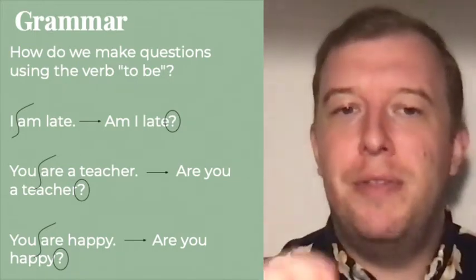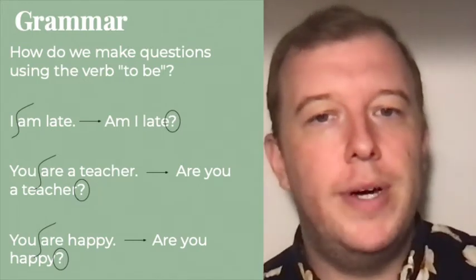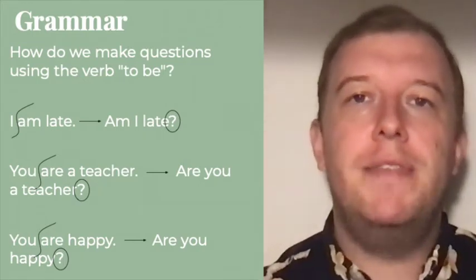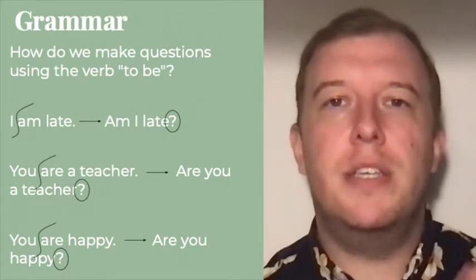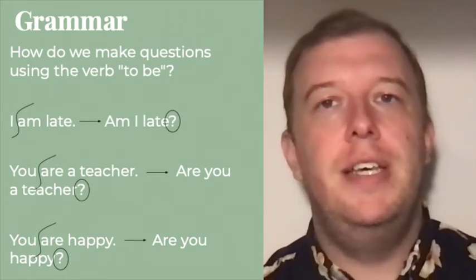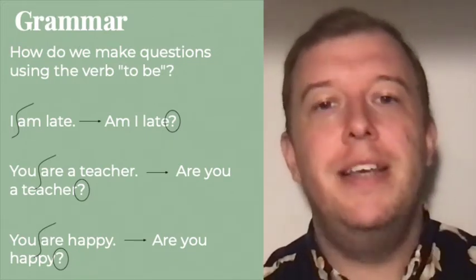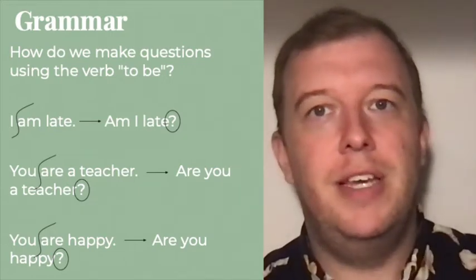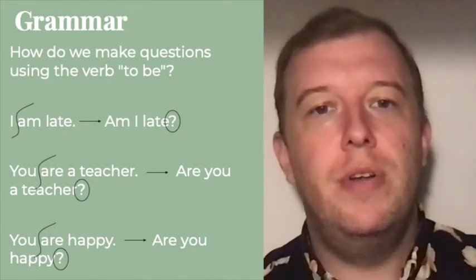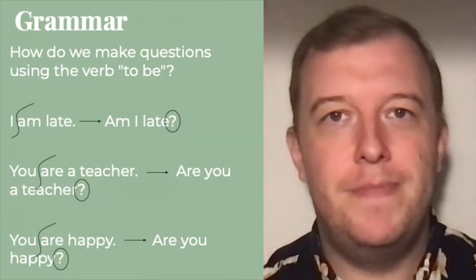Okay? Now that's the trickiest part. The second part is really quite simple. We have to add a question mark. Anytime we ask a question in English, instead of ending with a period, just a little dot, we end with a question mark. Okay? So when in doubt, this is always going to be a part of a question.